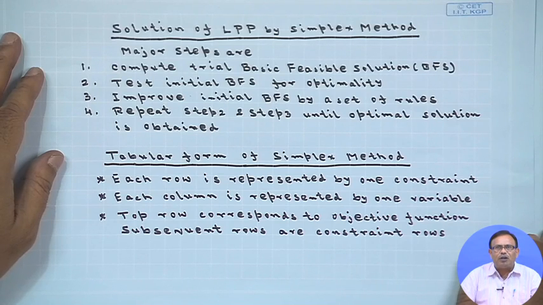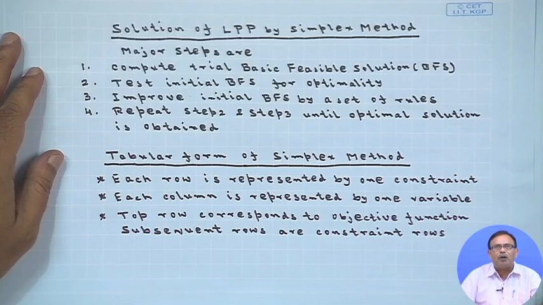If the solution is not optimal, in that case I have to improve it by certain rules or techniques, and I have to repeat step 2 and step 3 until I arrive at the optimal solution or I conclude that there is no solution. So, these are the basic 4 steps.